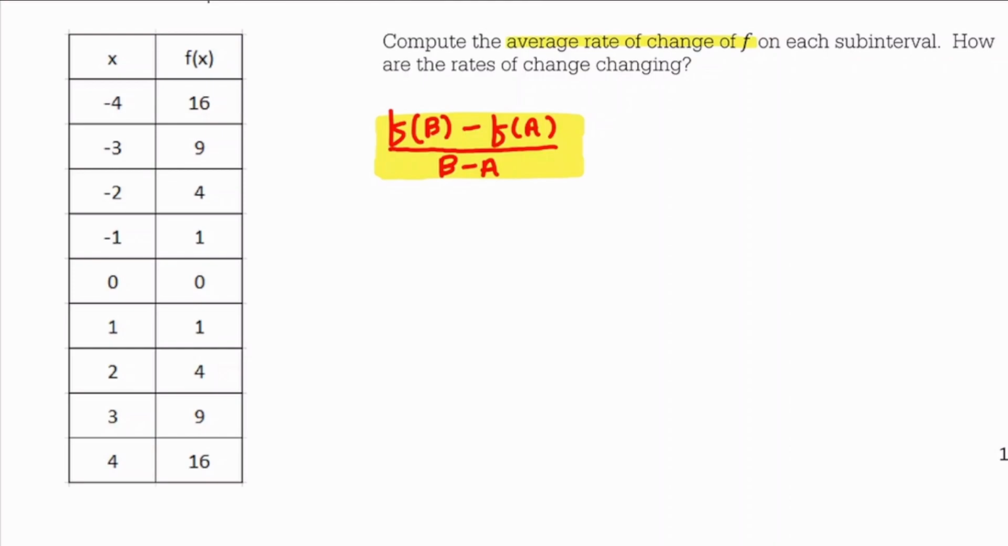So if we go to do this, say on the first interval from -4 to -3, I'm going to take f of -3 minus f of -4 over -3 minus -4. And that's going to be 9 minus 16, which is -7, and then we divide by -3 minus -4, which is +1, and so the average rate of change was -7. But then you'll realize all of these x intervals are spaced out by 1, so we're really just looking at the difference in these two. So that went down by 7.